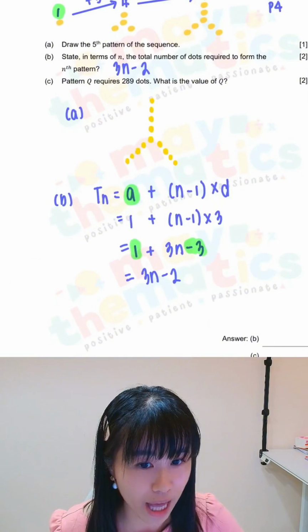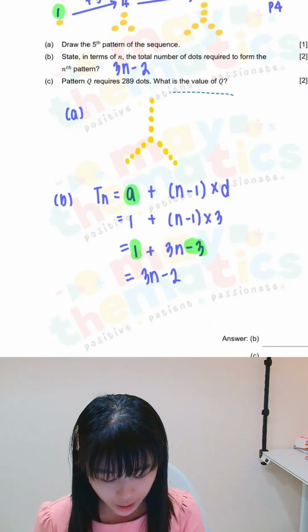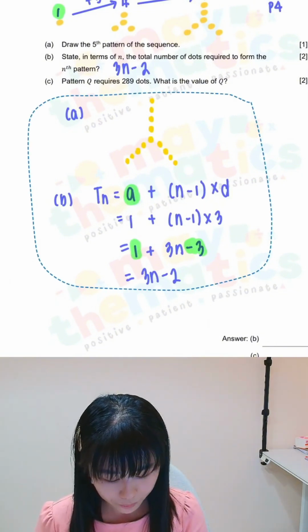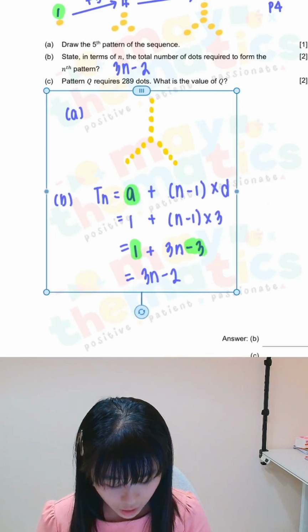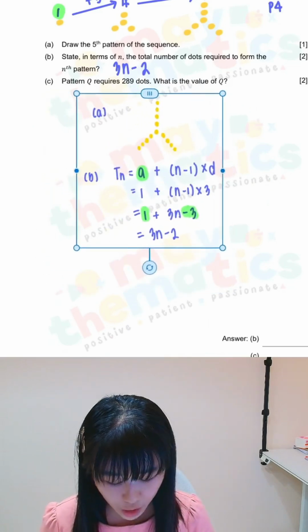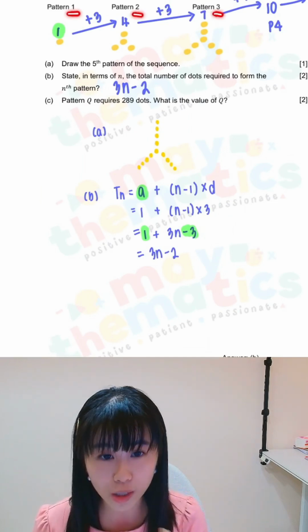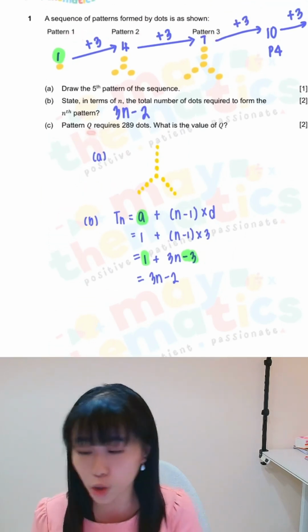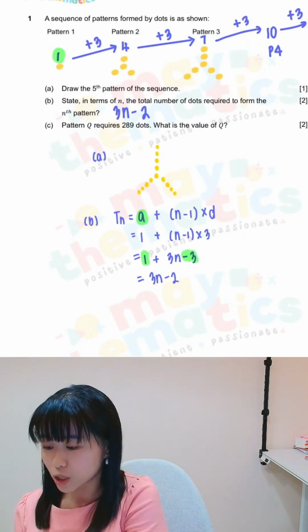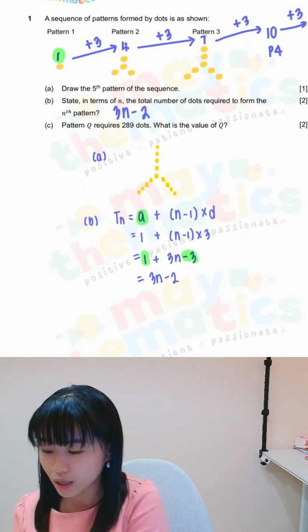What is the value of Q? Okay, so pattern Q. What does pattern Q mean? Look at this: pattern 1, pattern 2, pattern 3. And then later they say pattern Q. So what does pattern Q mean? Q is basically the number of the pattern.